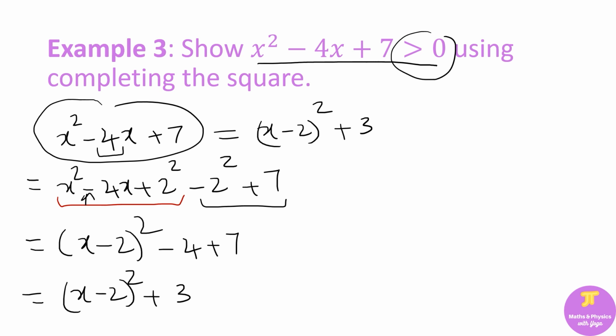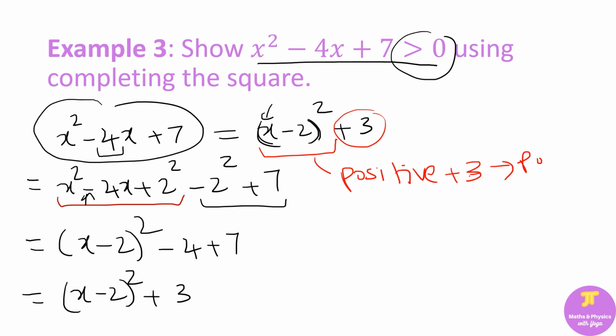As you know, the square of any value is always 0 or a positive number, right? You can substitute any number for x, but when you take a square, the square part will become positive. And if you look at the number plus 3, positive plus 3 is also positive. Therefore, this expression is always positive. That's the answer to the question.